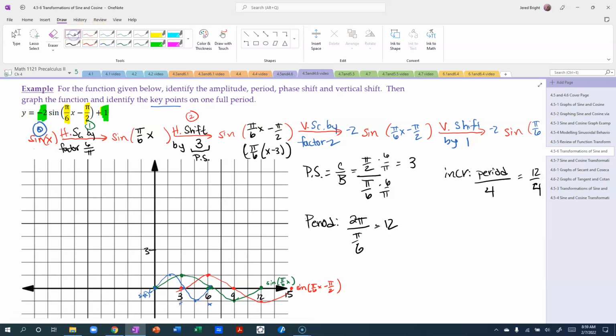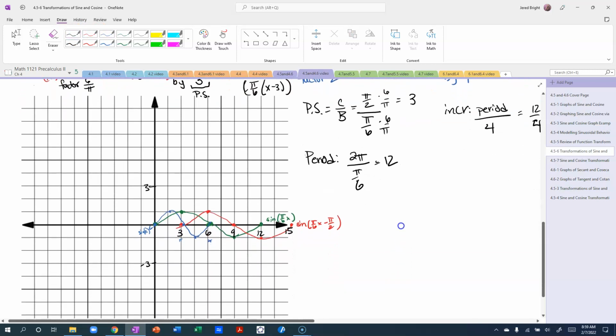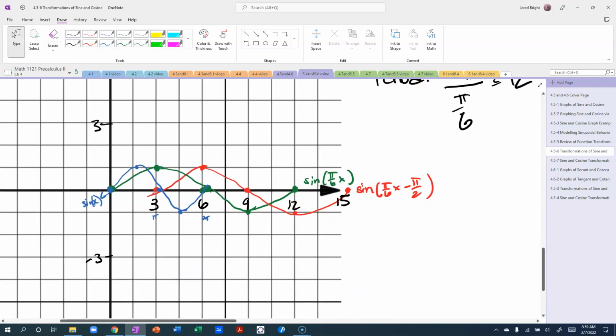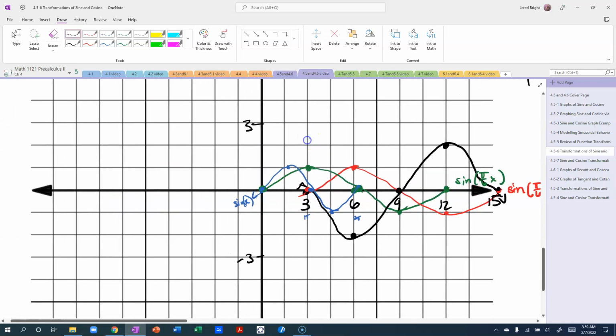Next one, I'm going to do in black. I'm going to scale by a factor of -2 vertically. That takes all the y values and multiplies them by -2. So that one stays the same, that one stays the same, this one multiplied by -2, and there we go. So we have something like this. So this is -2 sine of pi over 6x minus pi over 2.